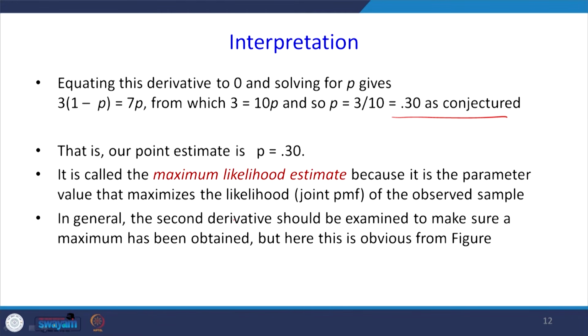In general, the second derivative should be negative to make sure the maximum has been obtained, but here this is obvious from the figure. Actually, we have to differentiate one more time and see whether it becomes negative or not, but by looking at the figure it seems that point is the maximum. So, this value p equal to 0.3 is called the maximum likelihood estimate. For the binomial distribution, the population parameter p we have estimated is 0.3. The advantage of the maximum likelihood function is that it helps to estimate the parameter of any distribution.